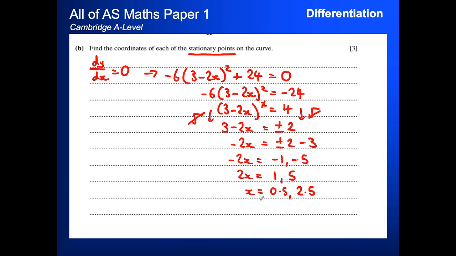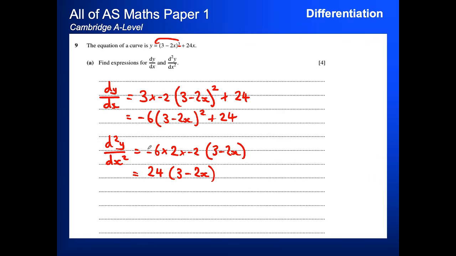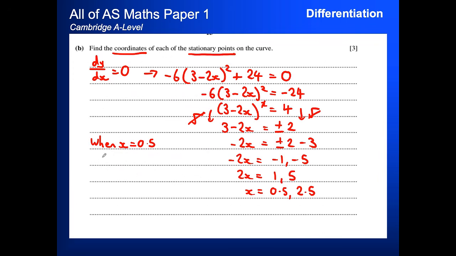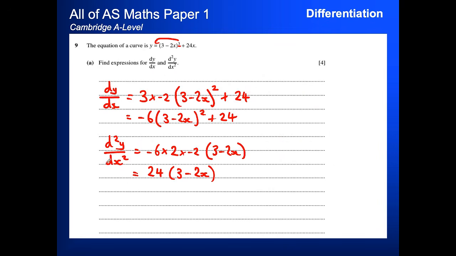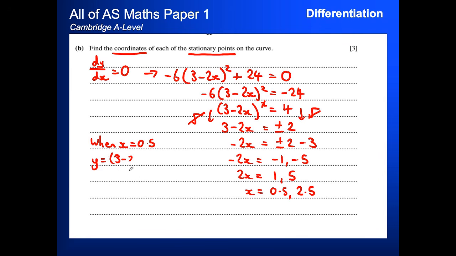So we get the x coordinates, but of course it wants the full coordinates for these stationary points. So what we're going to do is substitute it back in. When x is equal to 0.5, y is equal to bracket 3 minus 2 lots of 0.5, cubed, being very careful here, making sure no silly errors creep in, plus 24 lots of 0.5. So 2 times 0.5 is 1, so we get 8 plus 12, which is equal to 20.